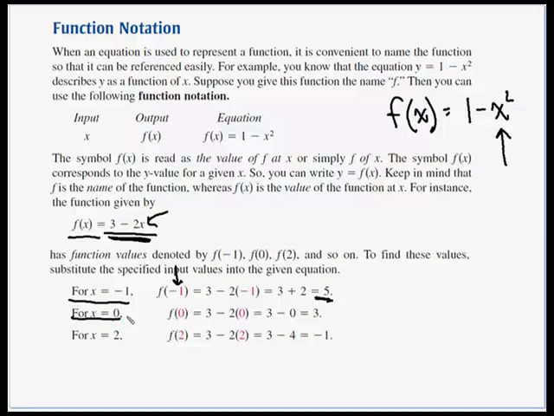For x is 0. F of 0, we're going to take the same function and replace the x with the number 0. 3 minus 2 times x becomes 3 minus 2 times 0, or 3 minus 0, which is 3.